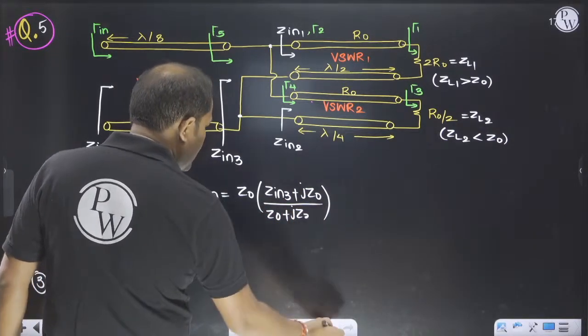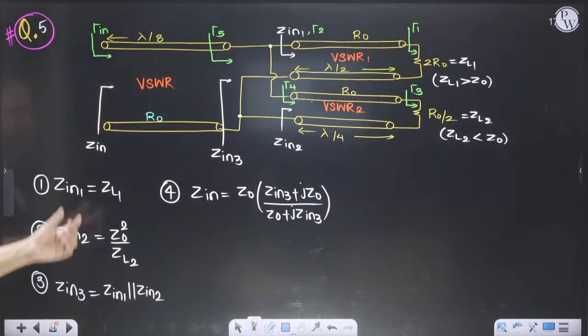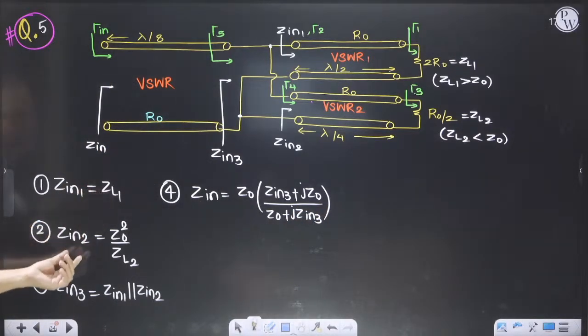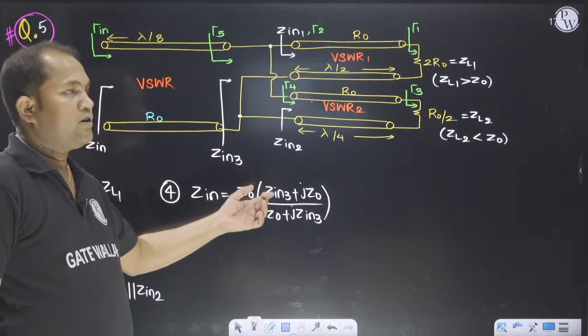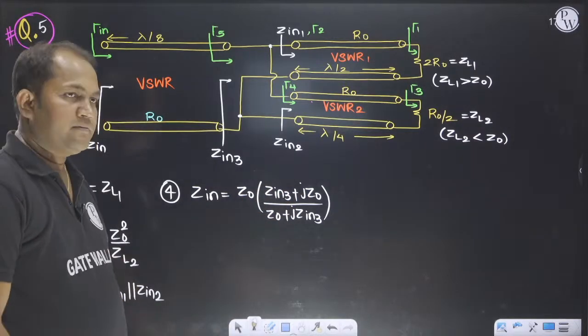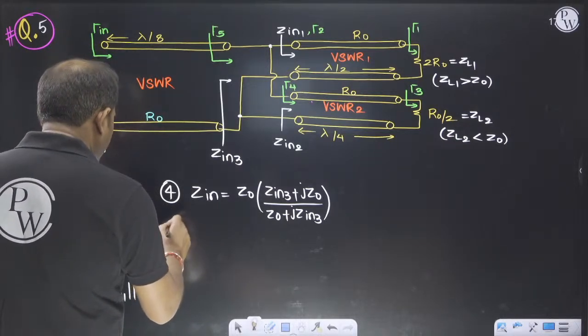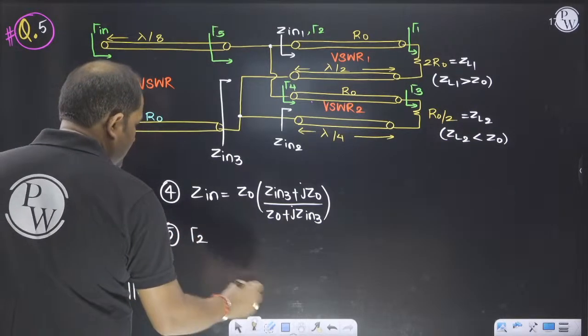Why? Length is lambda by 8. For lambda by 2, same impedance. For lambda by 4, Z0 square upon ZL. Or for lambda by 8, Z0 times (ZL plus jZ0) divided by (Z0 plus jZL). Like that.